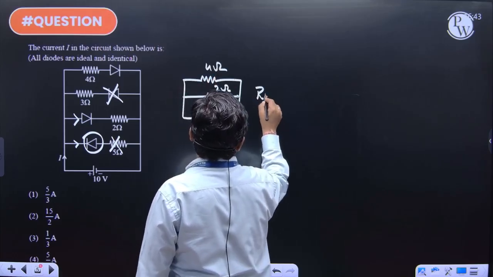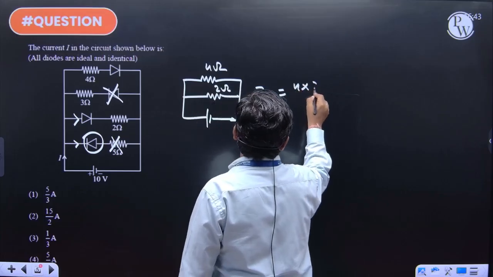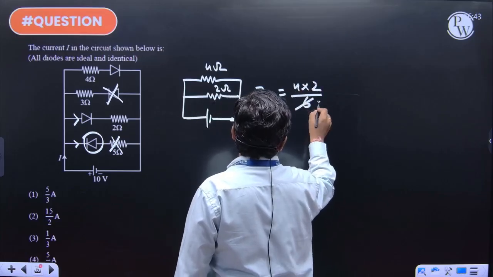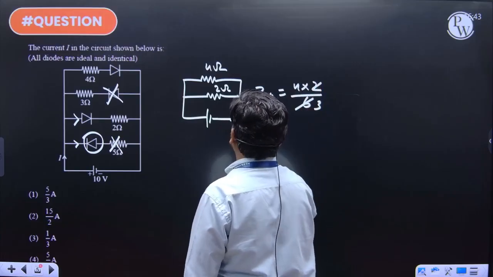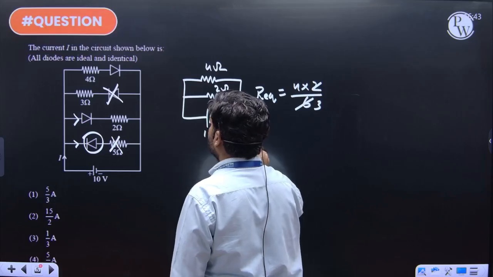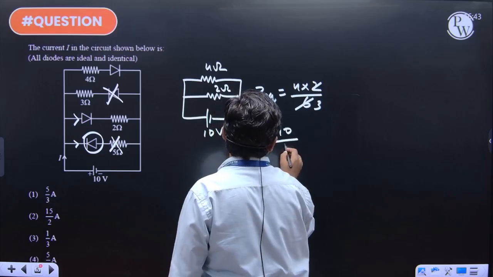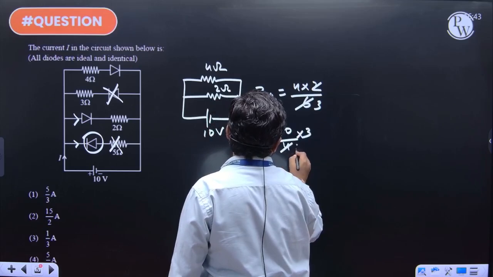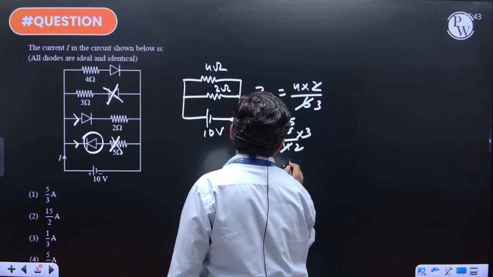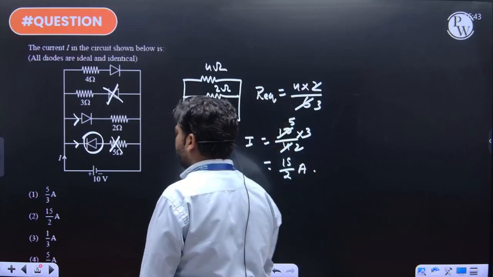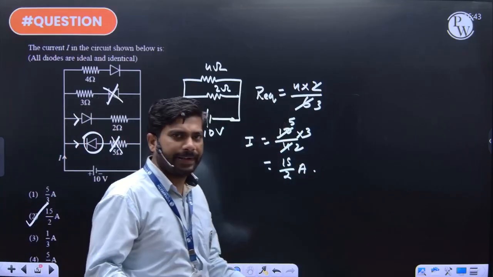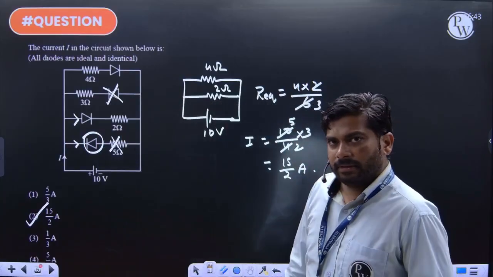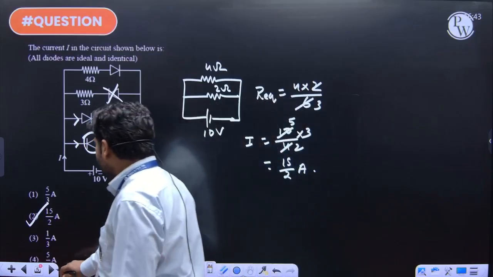So what is your R equivalent? You know that it is 4 into 2 divided by 4 plus 2, which is 6. 2, 3, 2 cancel. How much you are getting? 4 by 3. This is your 10 volt. So I is equal to V by R, that is 10 into 3 by 4, 2, 5. How much we are getting? 15 by 2 ampere. So which one is your correct answer? Option number 2 is your correct answer. Fine. So let's move to the next question.